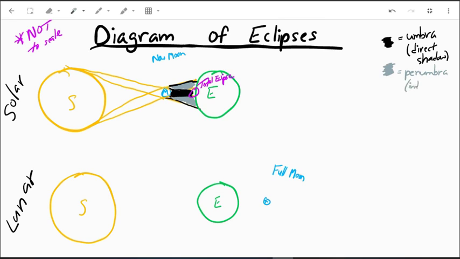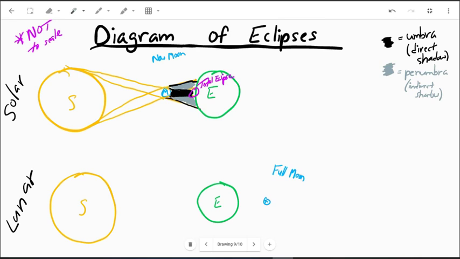That's indirect shadow. And yes, if you have a penumbral eclipse, then that would be a partial eclipse, right? It's an indirect, it's a partial eclipse.